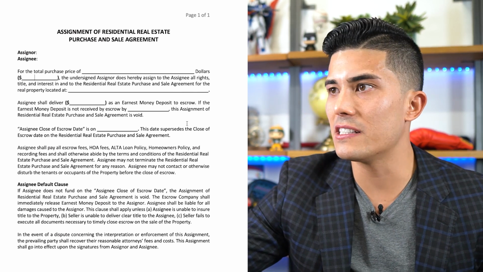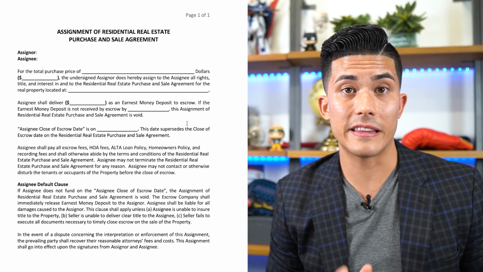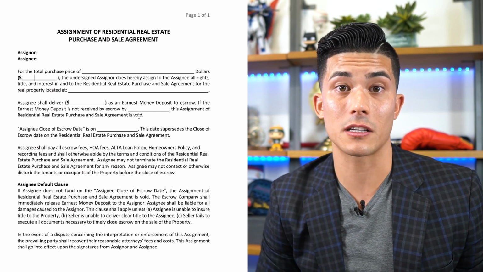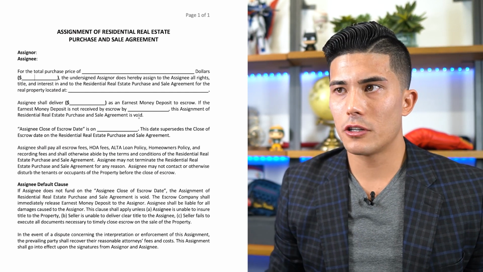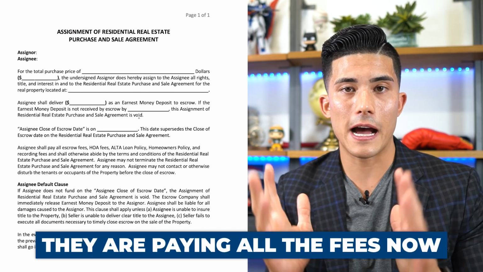So that's why we put this date supersedes the close of escrow date on the residential purchase agreement, so that they need to close by that date. It doesn't matter what the RPA says. This is the date they must close by. Assignee shall pay all escrow fees. I'm not gonna read the whole thing, but they're pretty much paying all the fees now. You're not paying it anymore.